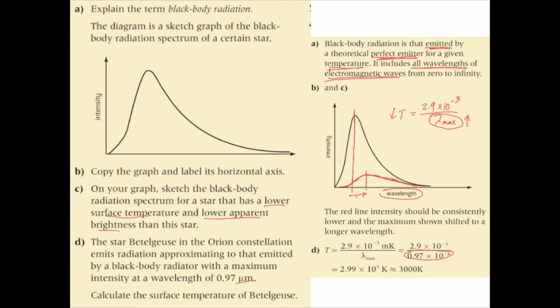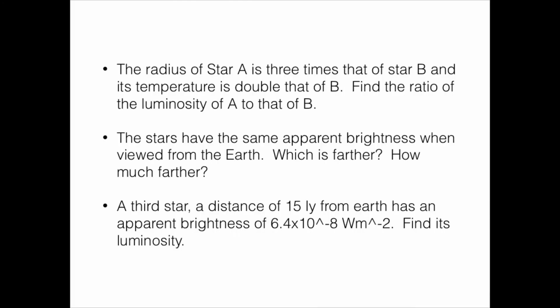Letter D, you can see here, we just put in the wavelength. Please remember to put it into meters, and that should allow you to calculate the temperature, which should be very close to 3,000 Kelvin, all right? One last thing before we let you get to some problems. Let's work out a couple of other examples, okay?